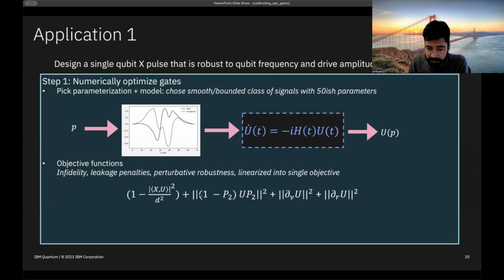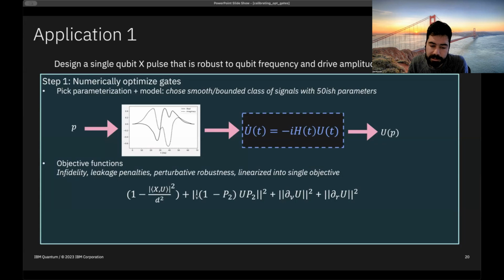Penalizing mapping outside of that. The infidelity technically captures this, but we like to penalize it extra, so that if there is error in the gate, it's not going to be leakage, because leakage is considered the worst form of error. And then these are the robustness terms: derivatives of the unitary with respect to these other parameters, frequency and amplitude robustness. And then we linearize these into a single objective.